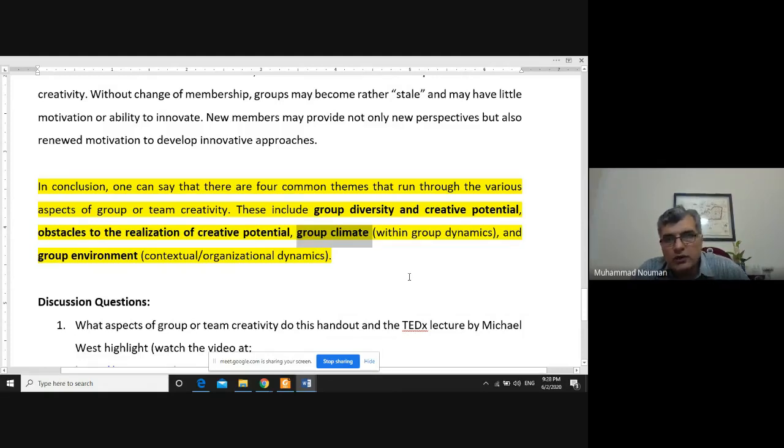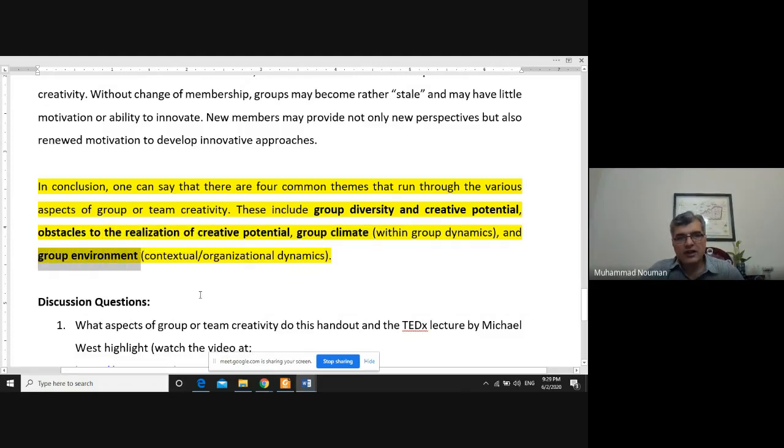And this refers to within group dynamics, that is, the group members' interaction with each other, the chemistry amongst the group members, how they speak to each other, how they interact with each other, what is the nature of the relationships amongst the group members. So this is called group climate, and this can significantly influence the creative output of a team. And finally, the fourth factor is group environment.